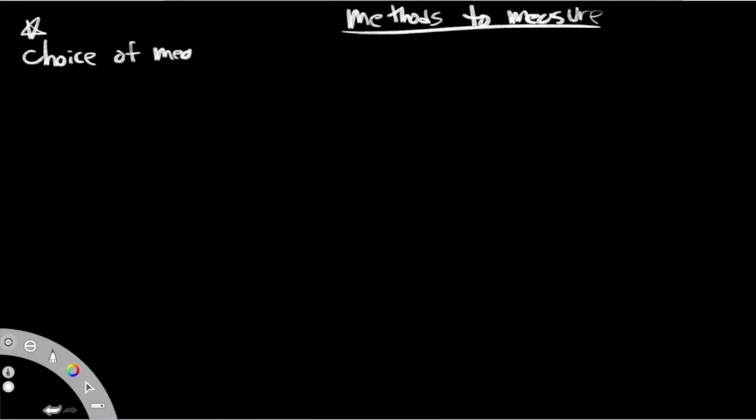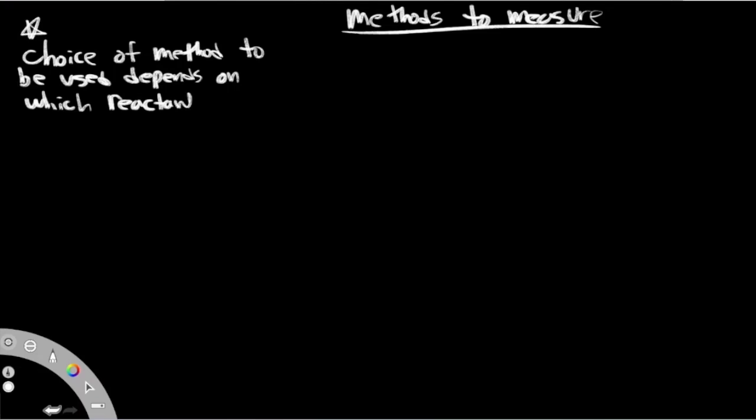All right, so I'm just going to put here on the side that the choice of the method to be used when we measure the rate. Okay, so maybe I'll write here the methods to measure the rate of the reaction. The choice of method to be used depends on which reactant or product is measurable, or is to be used.